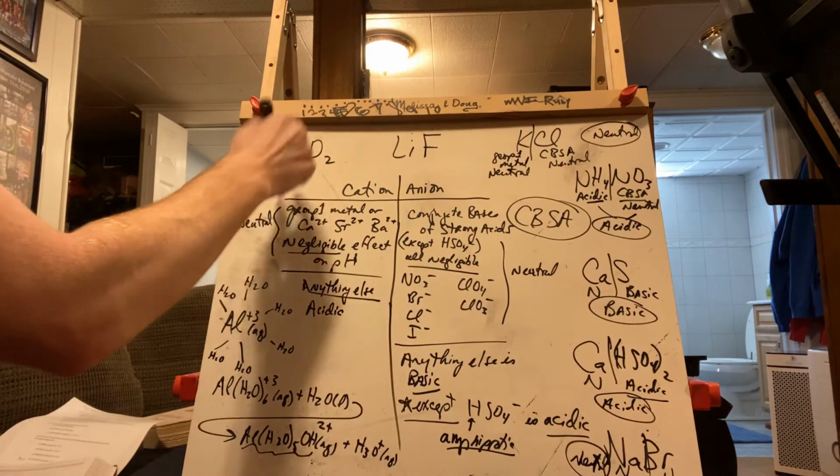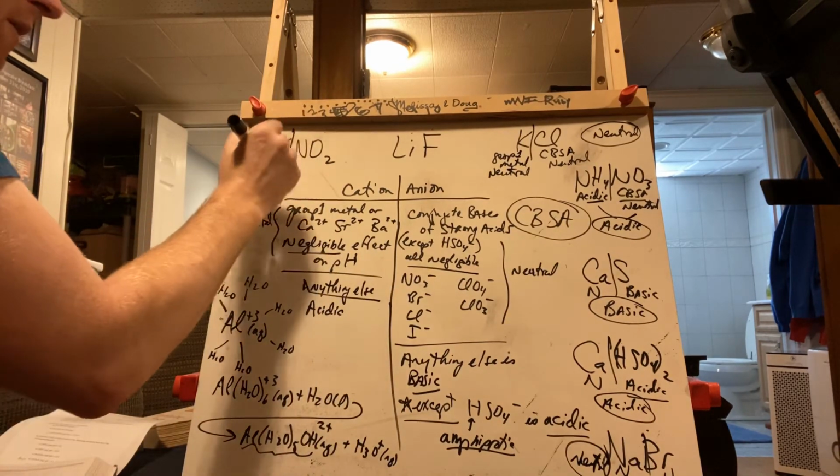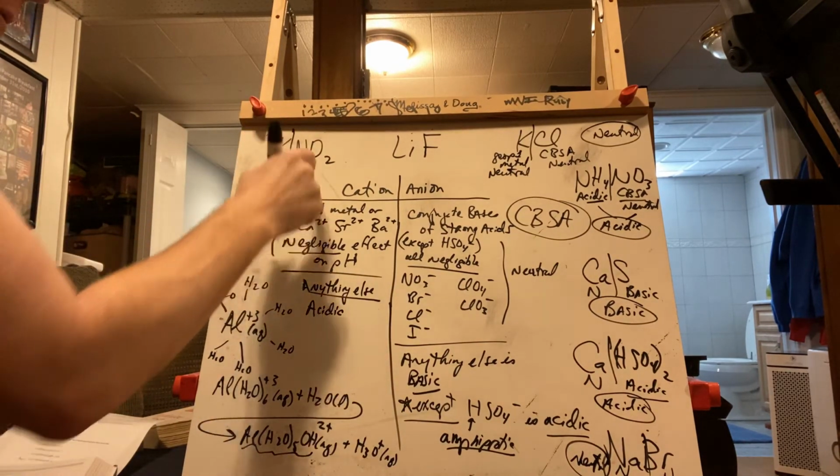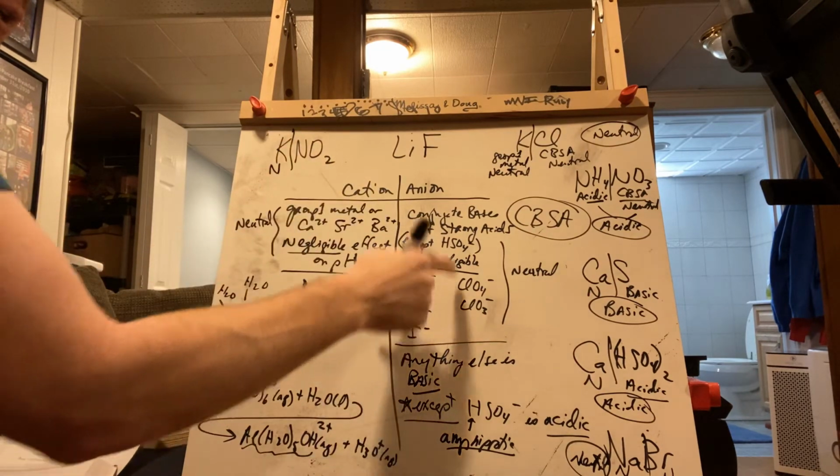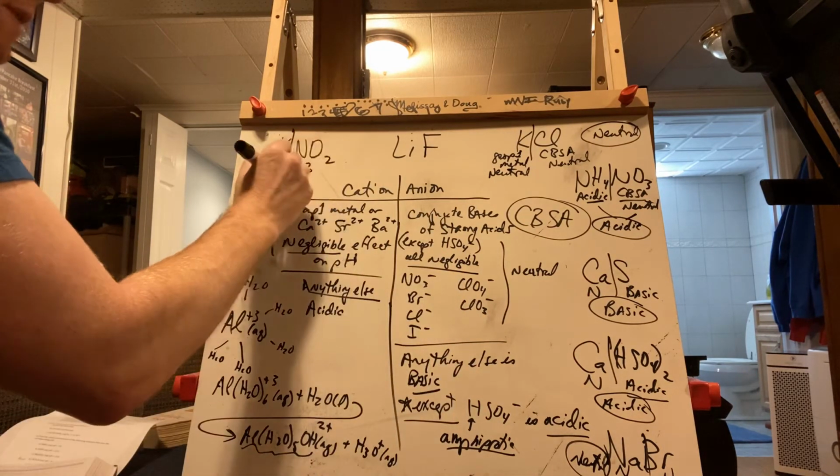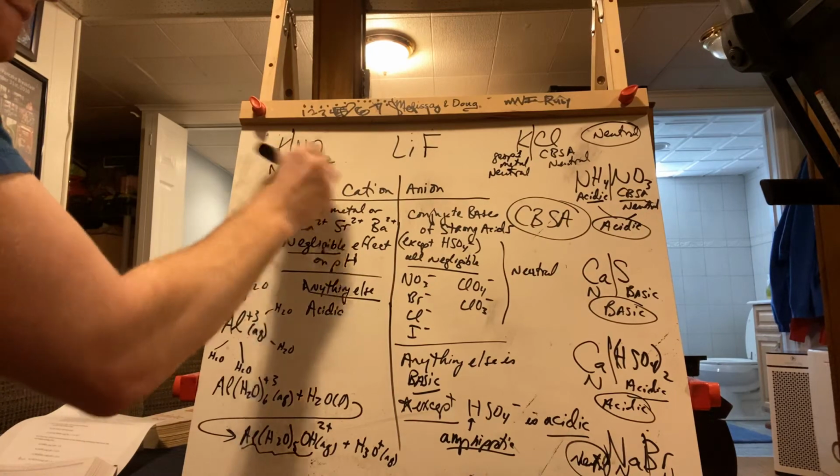Then go back up to here. K is neutral. It's a group 1 metal. NO2 minus is actually not one of these things. So this is going to be basic. So there is a basic salt.